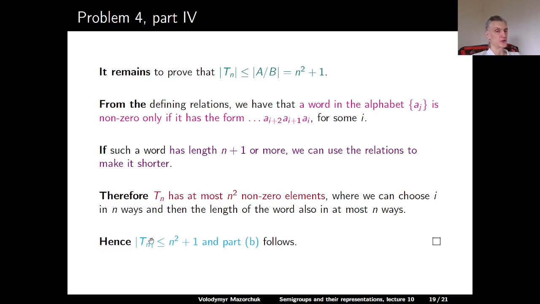And so the cardinality of Tn is at most n squared non-zero elements plus 1, the zero. That's exactly n squared plus 1, and that is the cardinality of A modulo B. And this implies part B.